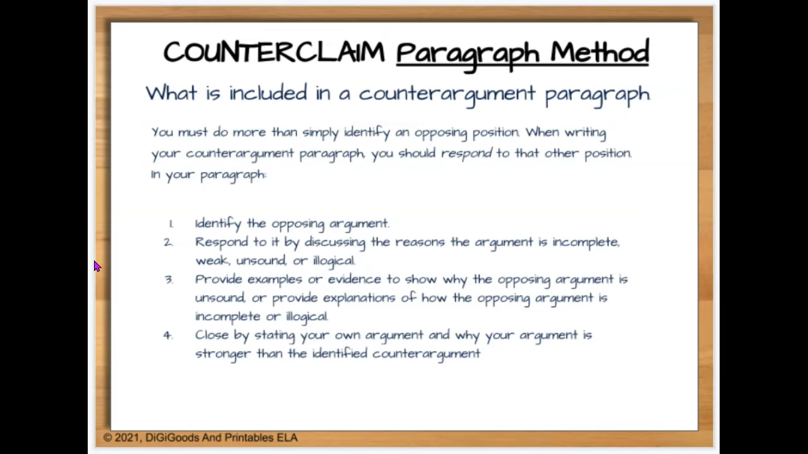Number 3, you would provide examples or evidence to show why the opposing argument is unsound, or provide explanations of how the opposing argument is incomplete or illogical. This is something you don't have to do if you're putting this in the introductory paragraph. Putting it in the counterclaim paragraph all by itself goes a little deeper. And number 4, you'll close by stating your own argument and why your argument is stronger than the identified counterargument.